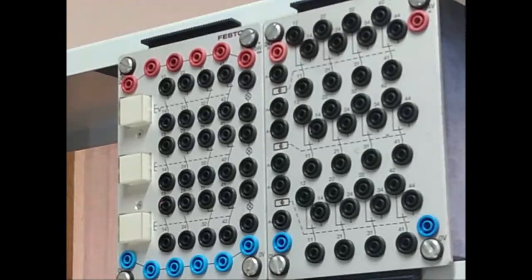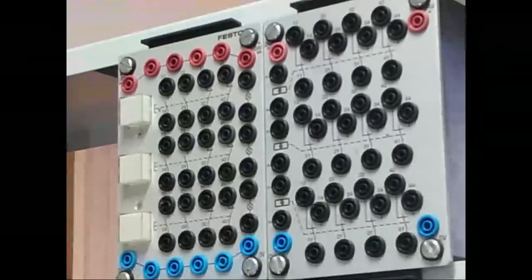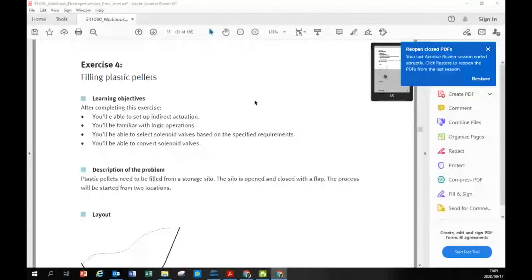Right. So, ladies and gentlemen, welcome again to our next session. We're going to continue with our booklet that we use to facilitate the electro-pneumatic labs. I believe that last week we covered exercise 1, 2, and 3.